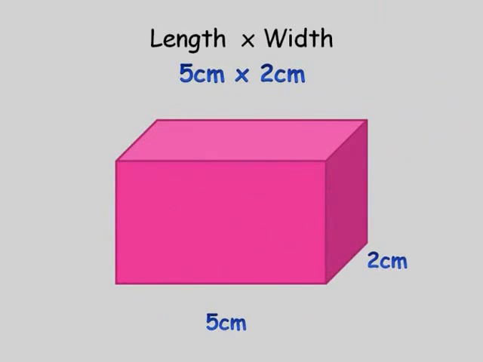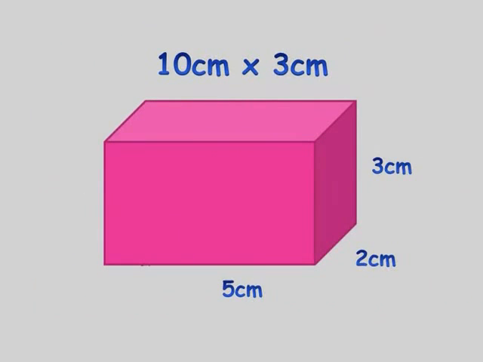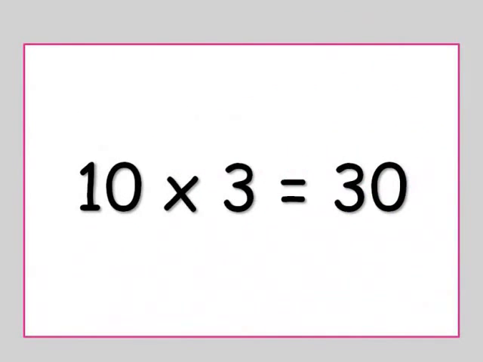The first thing we need to do is times the length, 5 centimetres, by the width, 2 centimetres. So we need to times 5 times 2. So 5 times 2 equals 10. So 10 is the length times the width. Our next step is to times 10 centimetres, which is our length times our width, by 3 centimetres, which is our height. So 10 times 3 equals 30.